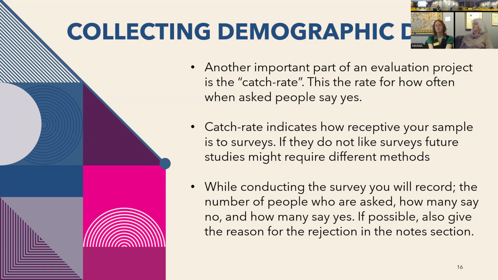Basically, while you're conducting a survey, you'll record the number of people who you have asked. That can be like 15 to 16 people in total asked per day. You'll write down if they said yes, and you'll write down if they said no. And if possible, give a reason for the rejection in a notes section. Some people will say, oh, I have a doctor's appointment, or I just don't have time today, we're on a tight schedule. If you can just write that down in a quick jotted note, that helps.